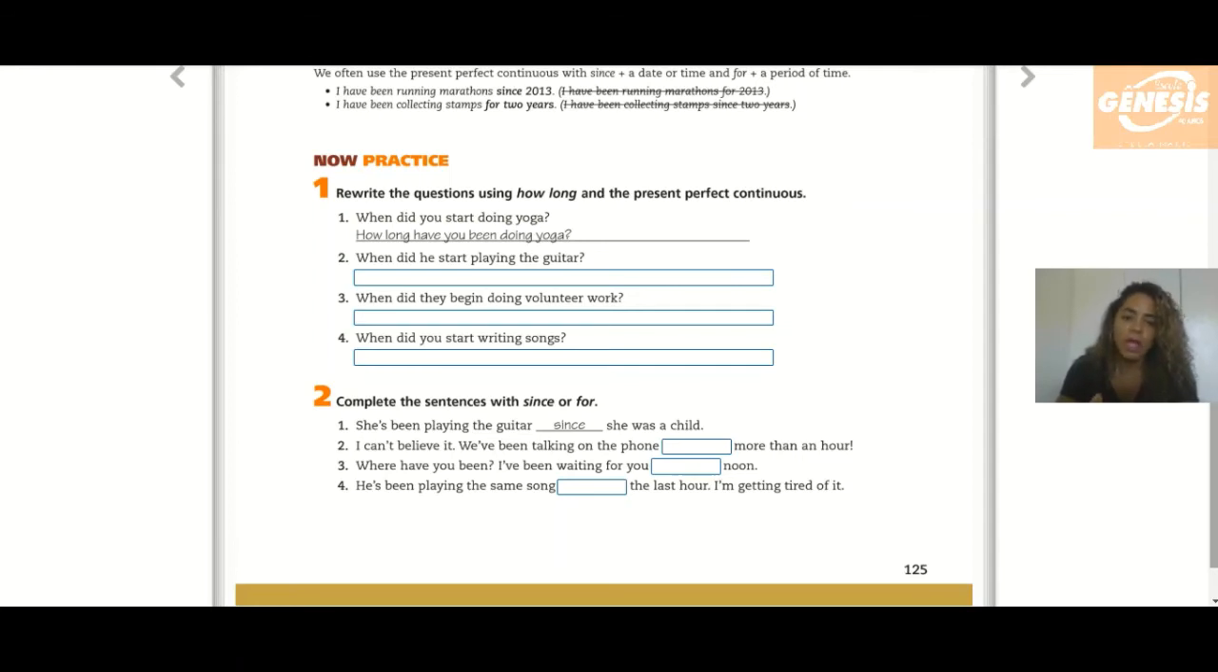Complete the sentences with since or for. She's been playing the guitar since she was a child. I can't believe it. We've been talking on the phone for more than an hour. Where have you been? I've been waiting for you since noon. He has been playing the same song for the last hour. I'm getting tired of it.